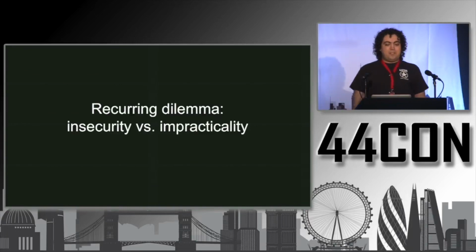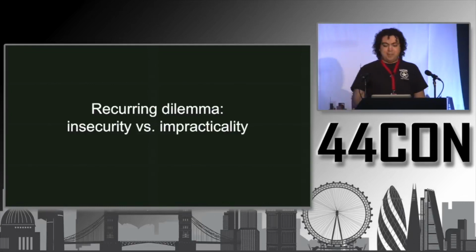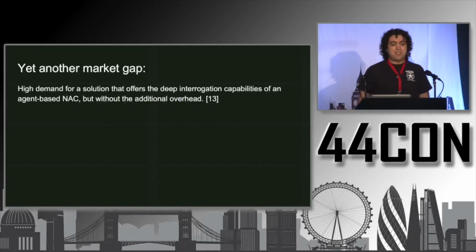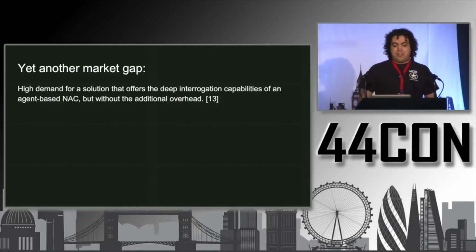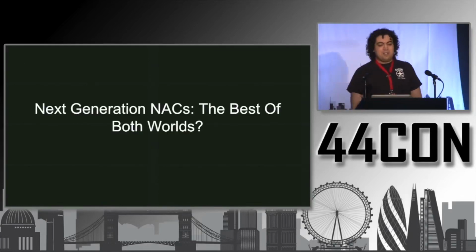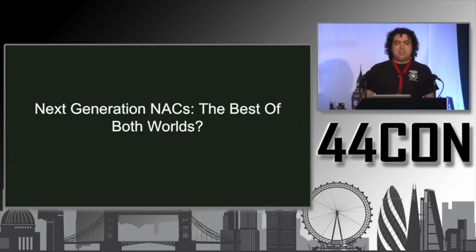You're dealing with insecurity versus impracticality. You can choose the secure agent-based NAC, or you can choose the not so secure but easy to deploy agentless NAC, which in turn, back to square one, creates another market gap. You have this high demand for a solution that offers the deep interrogation capabilities of an agent-based NAC, but without all that additional overhead. So, this gave rise to the so-called next-generation NAC, which attempts to be both worlds. There are a few really interesting examples of how to do this.